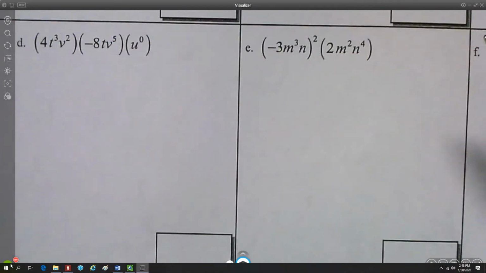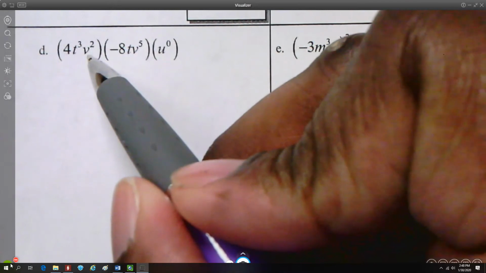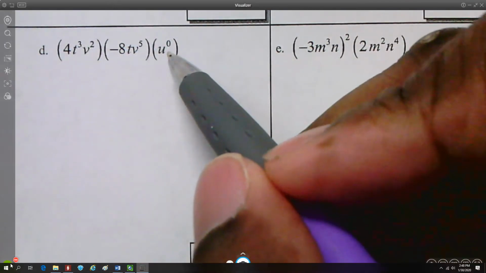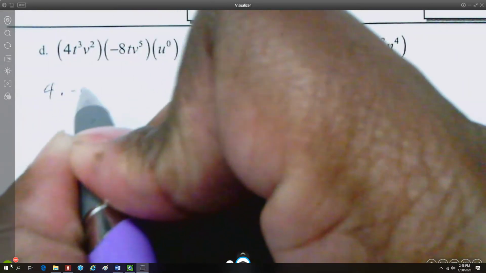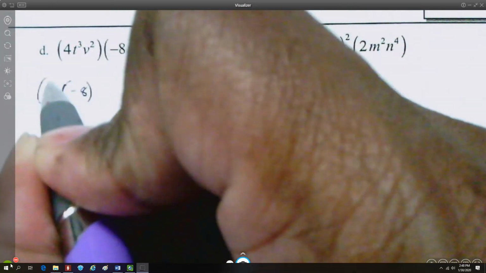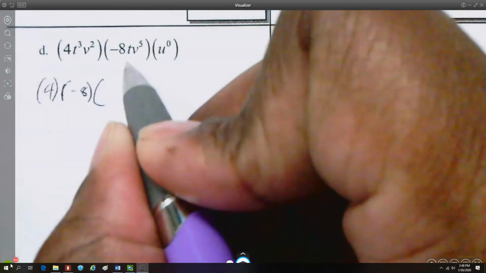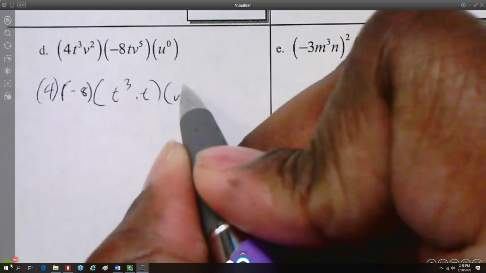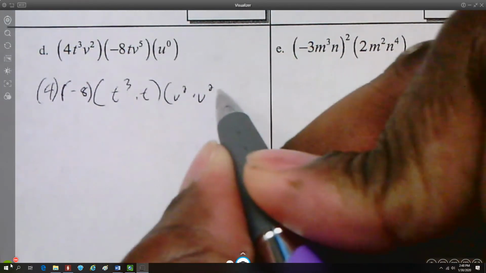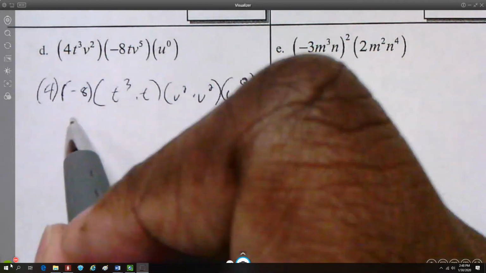Try another one. Here, what we have is 4t to the 3rd v to the 2nd times all these things. I'm going to multiply this together as I see them. 4 times negative 8. I'm going to put that in parentheses instead of with a dot. That way I can see it as multiplication and not division. T to the 3rd times t. V to the 2nd times v to the 2nd times u to the 0. Think about what that is.